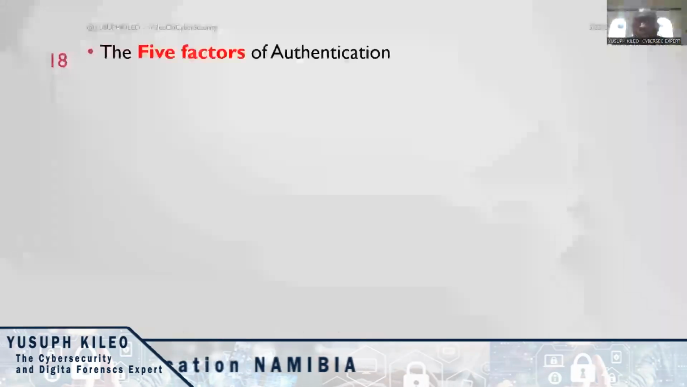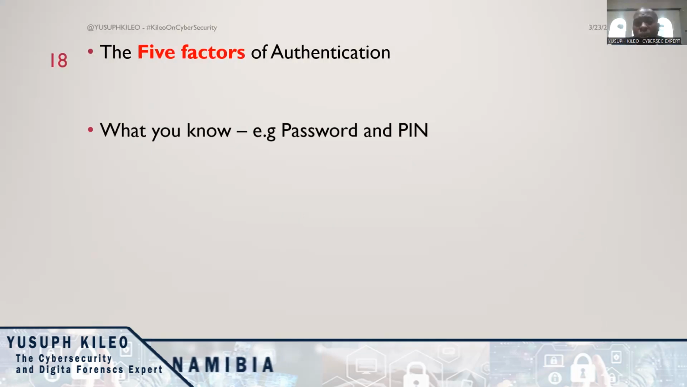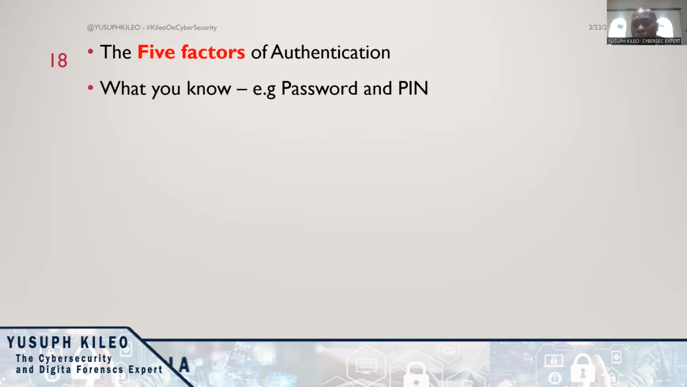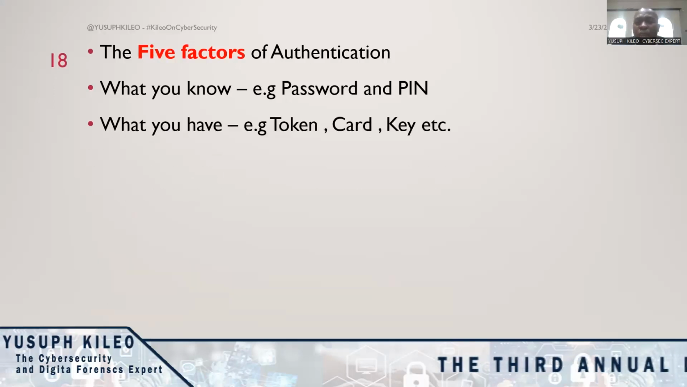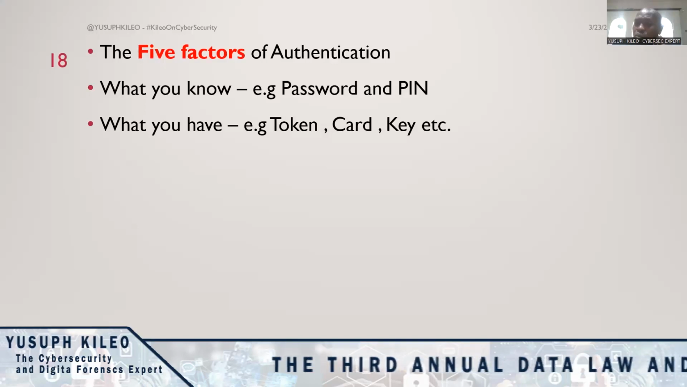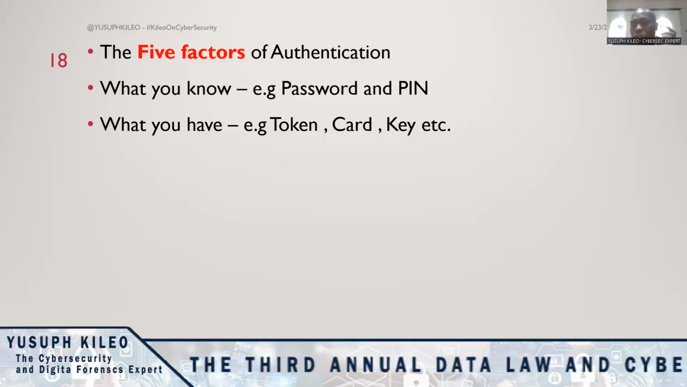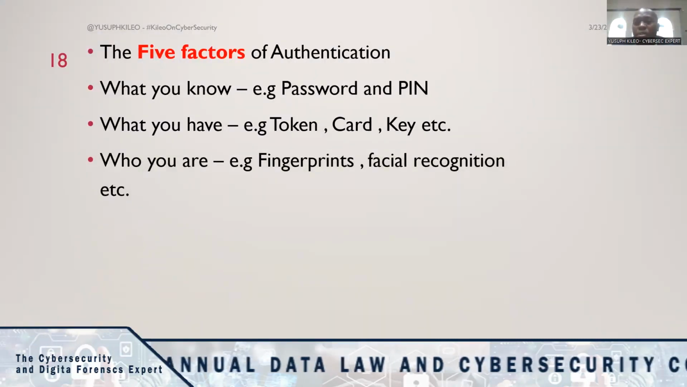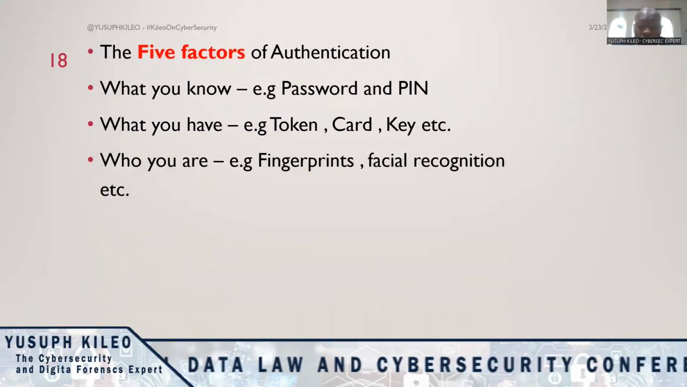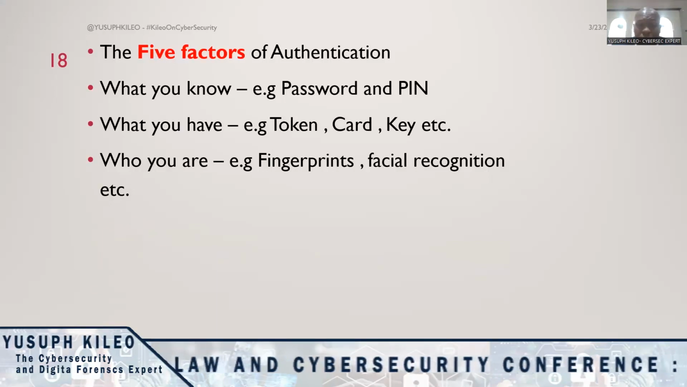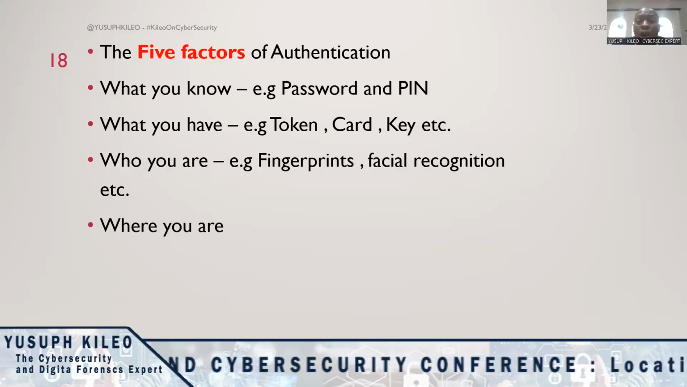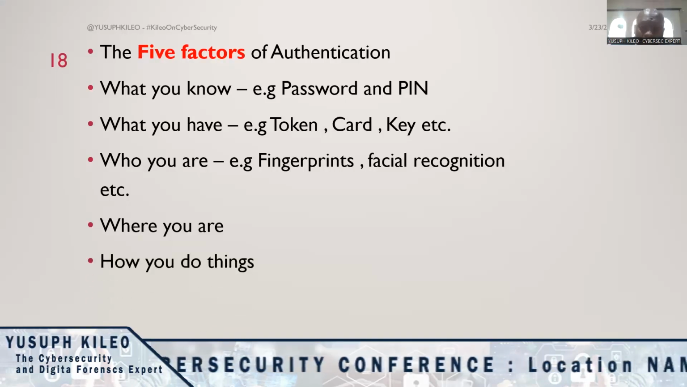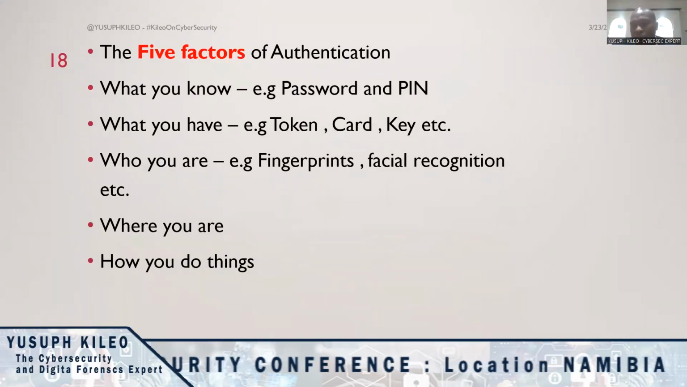And to name them, the first one is what you know. These are commonly passwords and PINs that we normally utilize. And then we have what you have. We're talking about key cards to swipe, tokens like those OTP tokens and so on. Then we have who you are, those biometrics, fingerprints, facial recognition, etc. Every biometric that can identify an individual. But also we have where you are, and then how you do things.